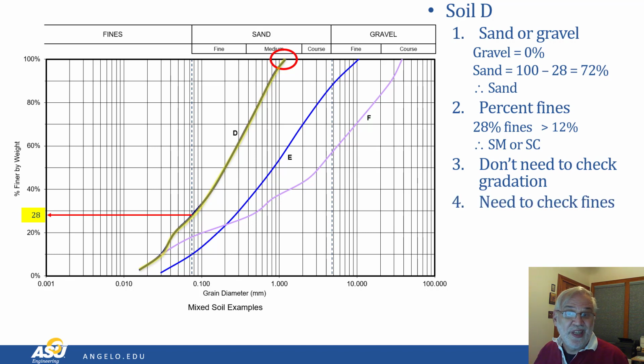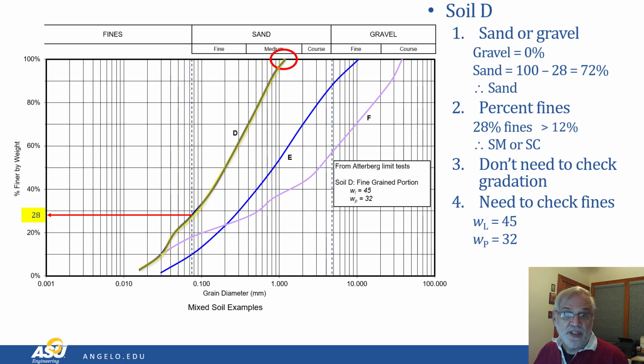To do that, we'll need to know the liquid limit and the plasticity index of the fine part of the soil. From our Atterberg limits test, we find that the liquid limit is 45 and the plastic limit is 32. This gives us a plasticity index of 45 minus 32, which is 13.